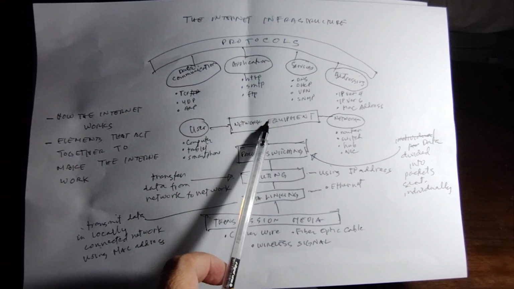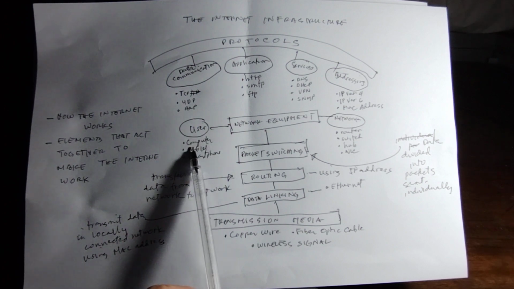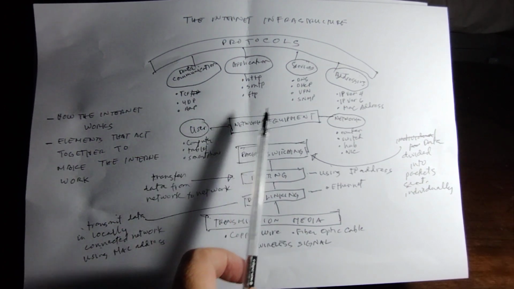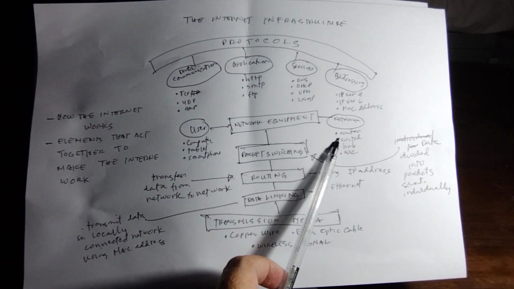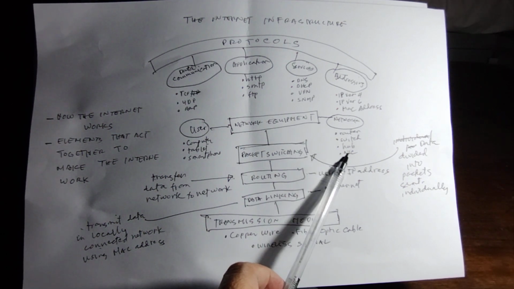So the central point of this infrastructure is the network equipment, which can be divided into two. In the user equipment, we have the computer, tablets, and smartphones. While in the networking equipment, we have the router, the switch, the hub, and the network interface card.